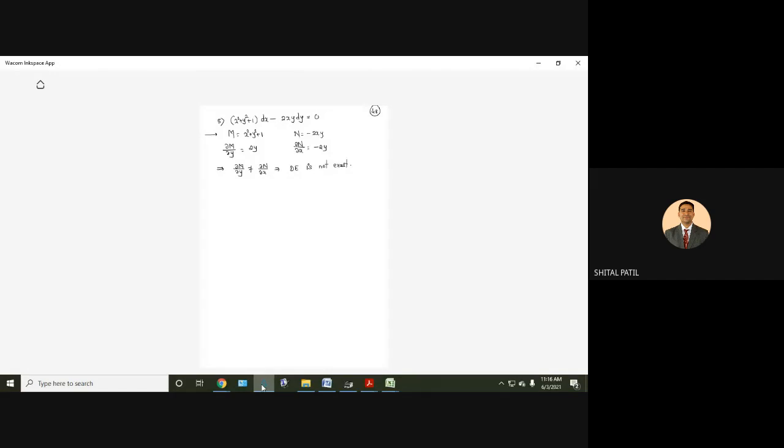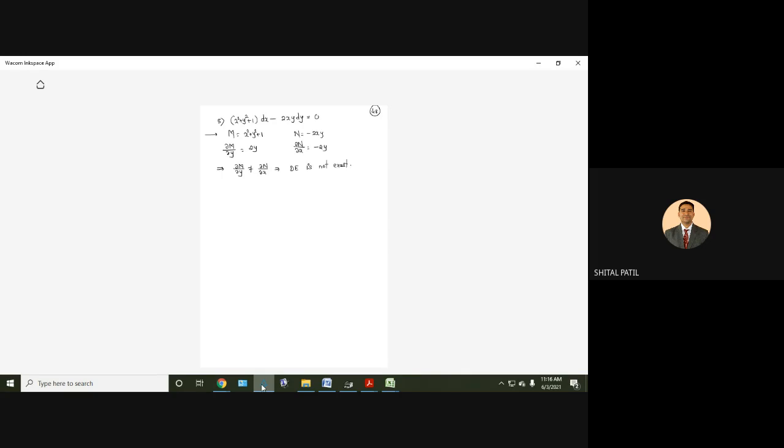Okay, so this is clear. Now rule number 1 cannot be applied. It is not homogeneous. X square plus y square plus 1 is there, no? So it is not homogeneous. Rule number 2 cannot be applied since it is not a function of xy. Okay, x square y square is there, no? So how will it be a function of xy?